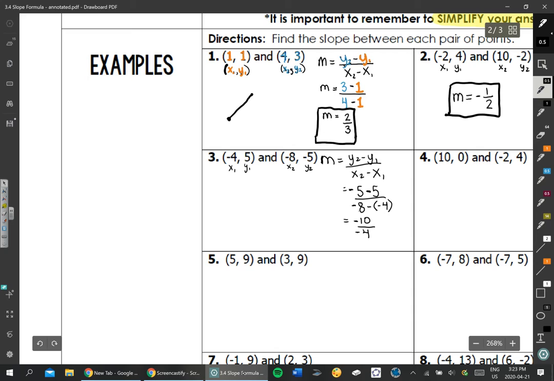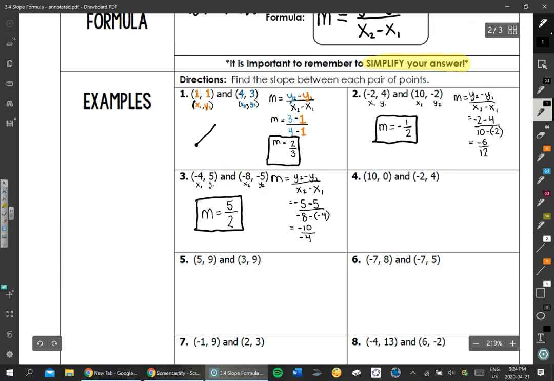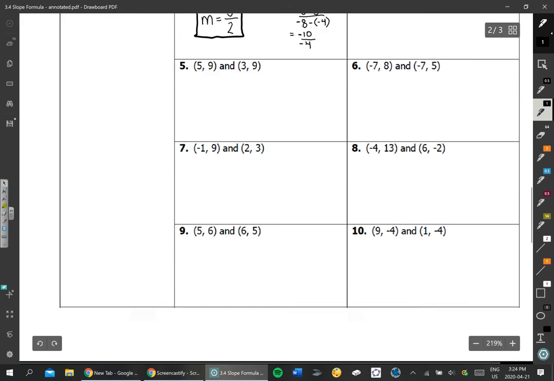Now this can simplify. First of all, we know that negative over negative gives us a positive, but we also know we can reduce that fraction to 5 over 2. So there you go. That's our slope here. It's a positive slope. Okay, so I will leave questions 4 to 10 for you to do.